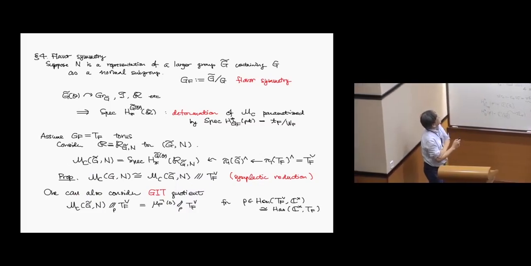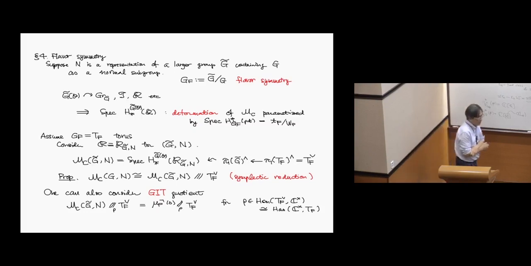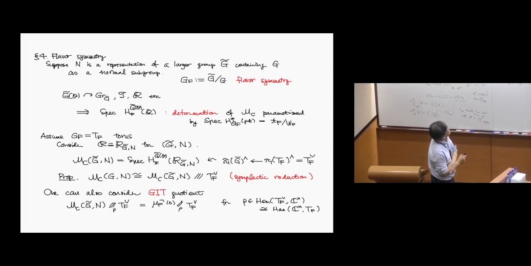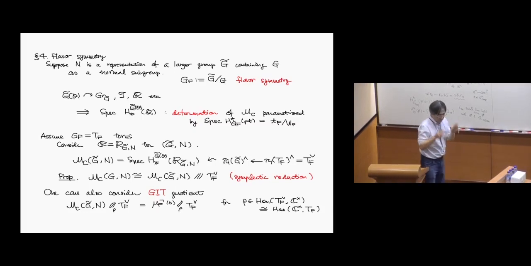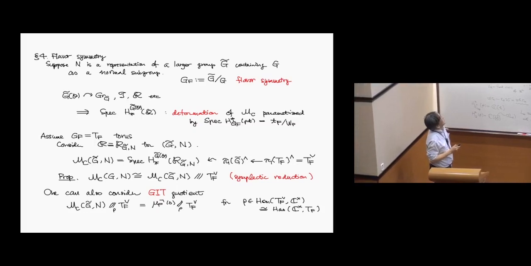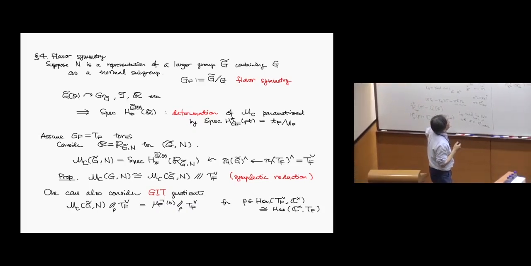So next, I will explain what physicists call flavor symmetry group. So I consider the following situation. Suppose N is a representation of a larger group, G tilde. So we first start with the group and its complex representation, and secretly we consider the symplectic one. But we suppose N is a representation of a larger group, which contains G as a normal subgroup. Then we can take a quotient group. This quotient group is called flavor symmetry group.